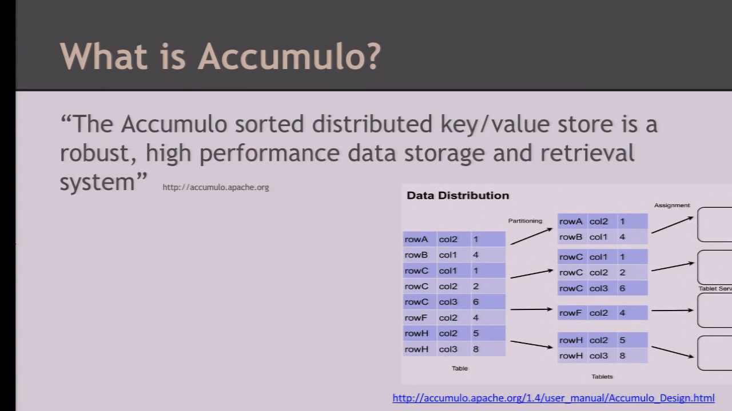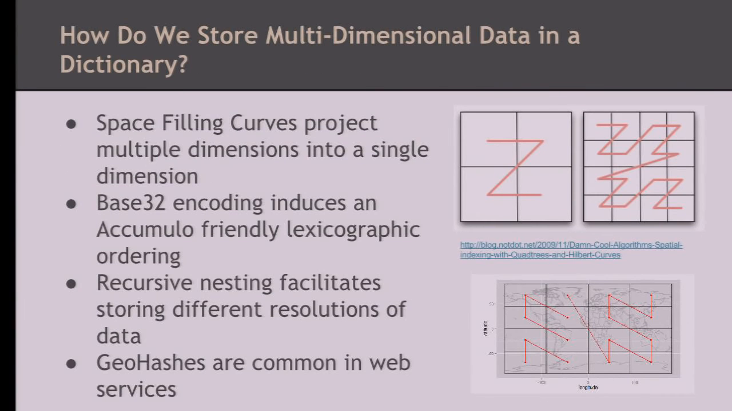So it's a linear sort ordering of the keys. And that presents a challenge for spatial data because spatio-temporal data is multidimensional. So how do you represent multidimensional data in a sort-ordered dictionary? You use space-filling curves. In particular, we're using a z-order, also known as a geohash. They have the property of projecting multiple dimensions down into a single dimension. And this gives us the ability, using a base 32 encoding, to have an Accumulo-friendly, lexicographically ordered key.